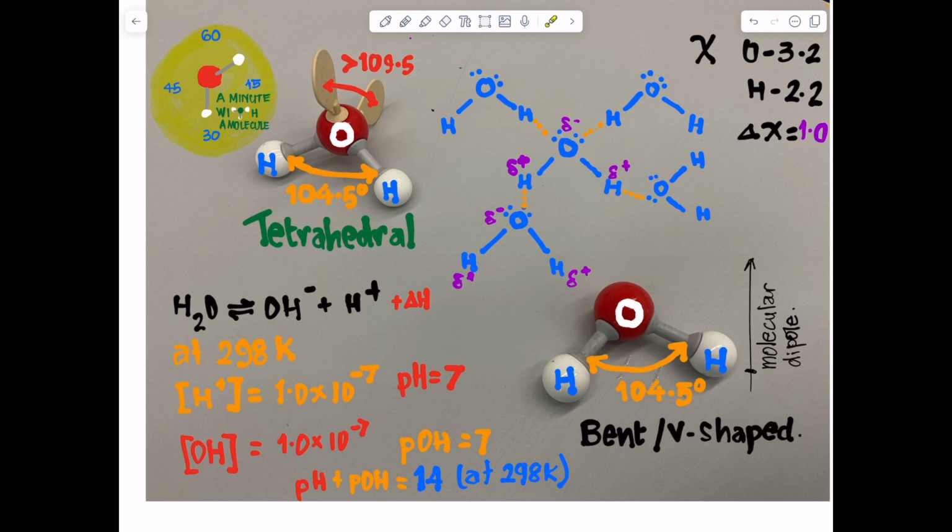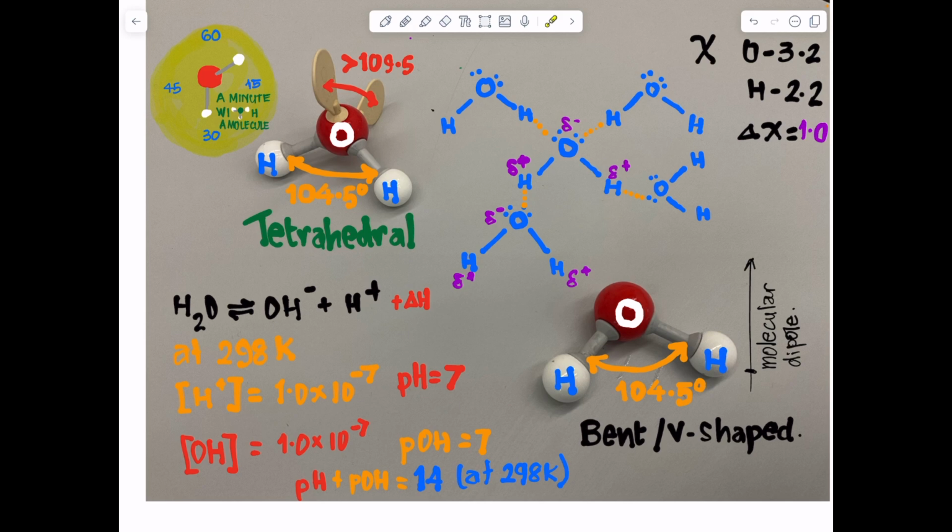Overall, of course, the water molecule also has a molecular dipole, with electrons being pulled more in this direction, giving a polar molecule, and the negative sides of these polar molecules attract to the positive sides. Each water molecule bonding to 4 others around it by hydrogen bonding.